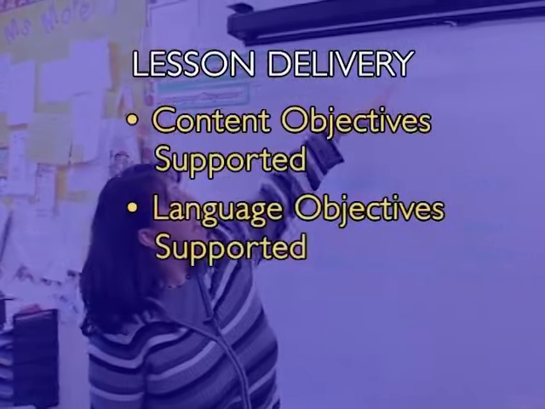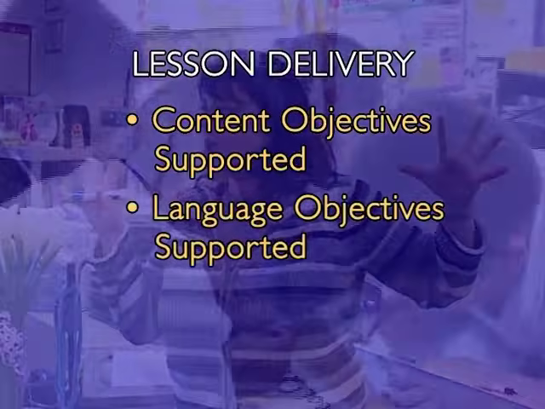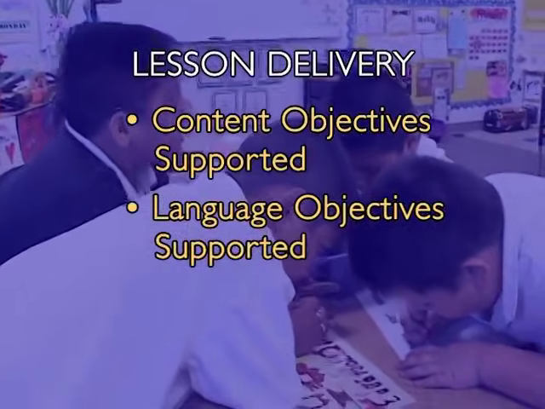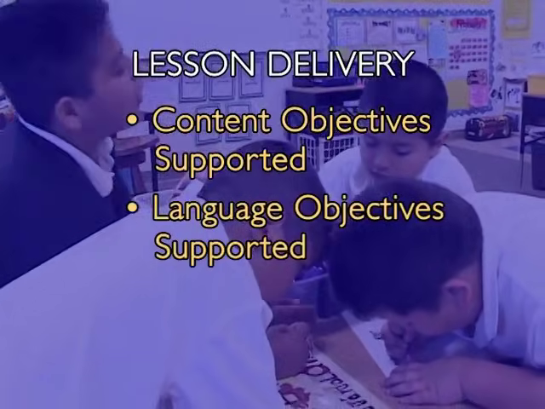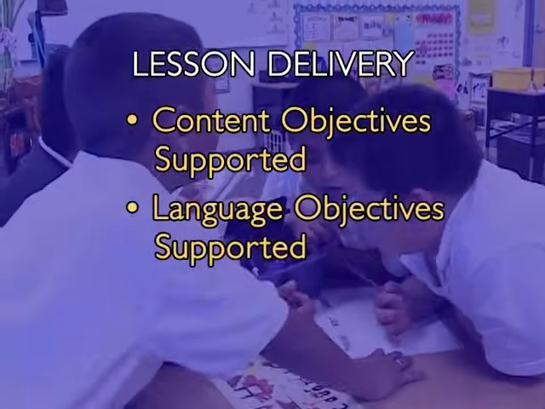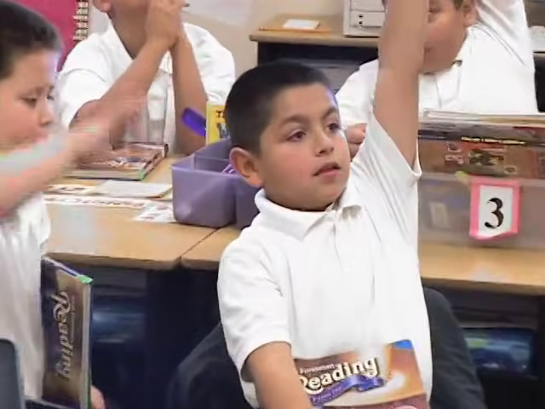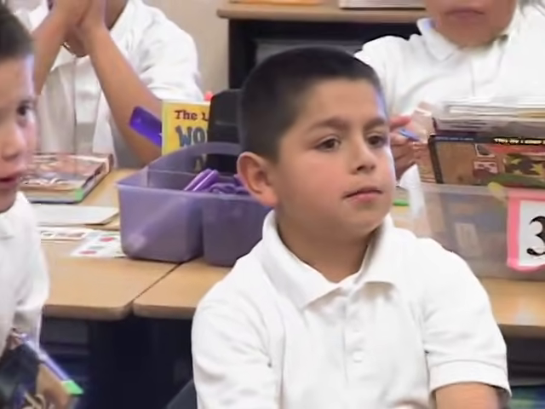Component of lesson delivery has 4 features. The first 2 features are that the content objectives and language objectives are supported by the lesson. This means that at the beginning of the lesson, objectives are introduced. Then, all of the activities, discussion, reading, and writing focus on having students acquire the knowledge and skills that are stated in those objectives. So, at the end of the lesson, students should be able to articulate or identify that they learned what was stated in those objectives.